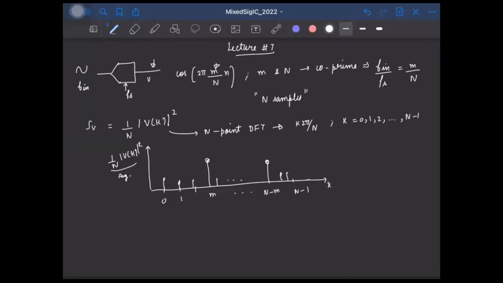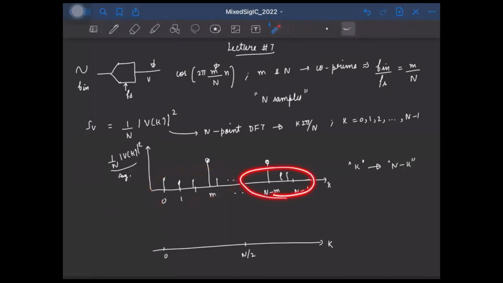In practice, as we discussed, we only show the one-sided power spectral density. That is, we show k from 0 to, say, n by 2. For a frequency bin k, the corresponding negative frequency will be at the bin n minus k. So we take the negative frequency bins, sum up the power in both the positive and the negative frequency bins, and show only one side.